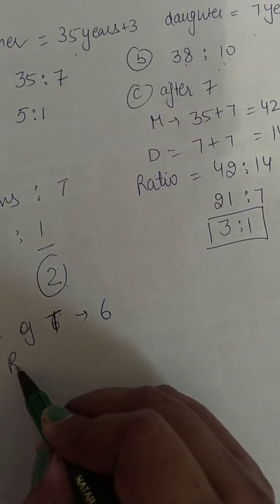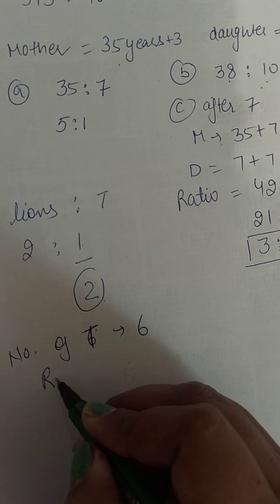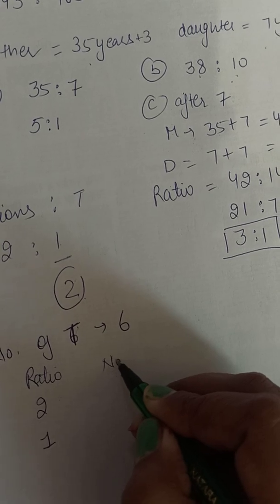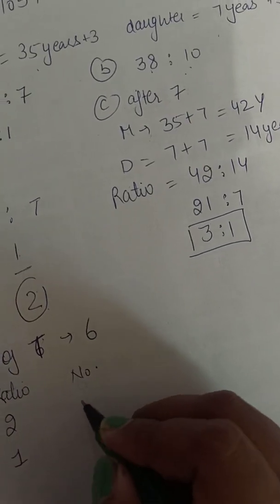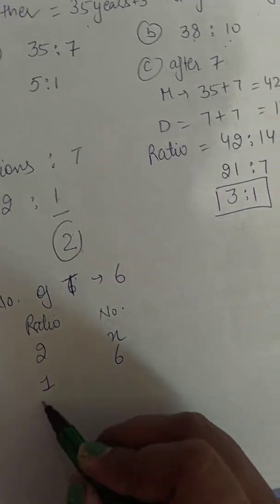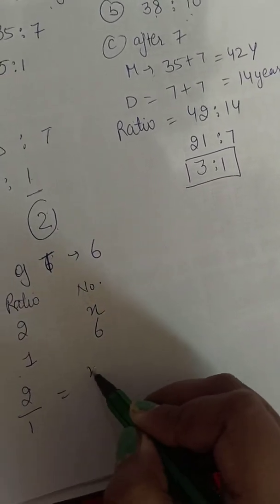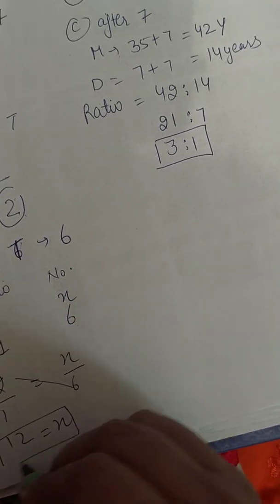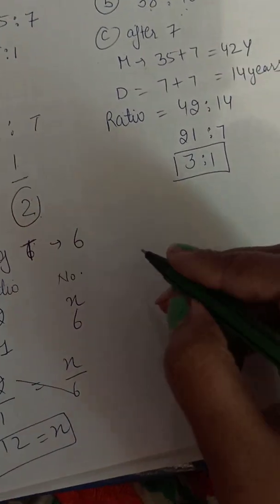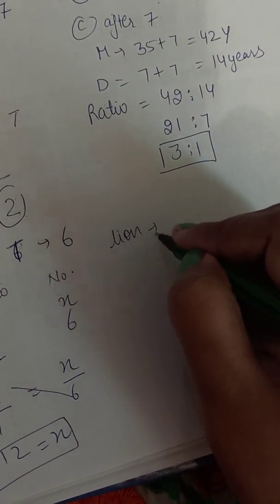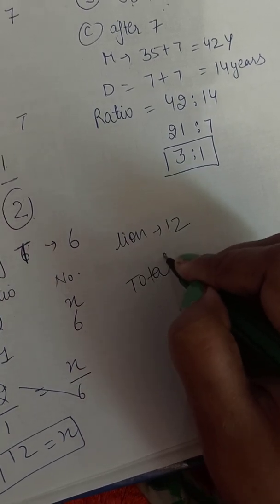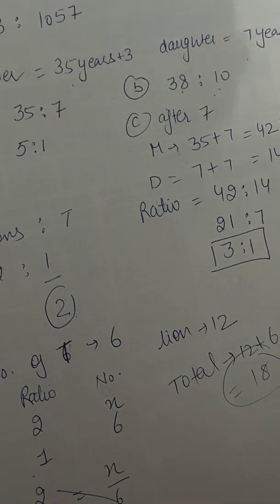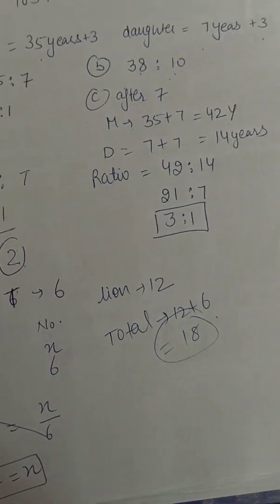So on one side, like we did with family members, we will write the ratio, that is 2 ratio 1. On the second side, the number: lions we have to find and tigers are 6. So 2 by 1 equals x by 6. So that is 12. X value is 12. It means the number of lions in the zoo is 12. Total, add lions plus tigers, that is 18. Clear? This is about your worksheet 12.